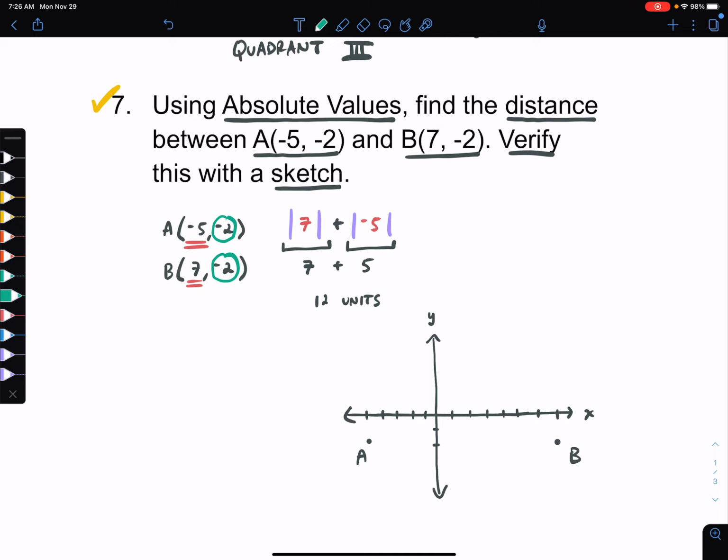So how do we verify this using the sketch? Well, from here to here, pretend that's perfect. That's going to be 5 units. And then if we go from here to here, we have another 7 units. So it makes sense to add these and not subtract them, especially because they're in different quadrants. Okay, so a total of 12 going across. Let me just mark that down here. So that's 5 and that's 7, so all the way is going to be 12. There we go.